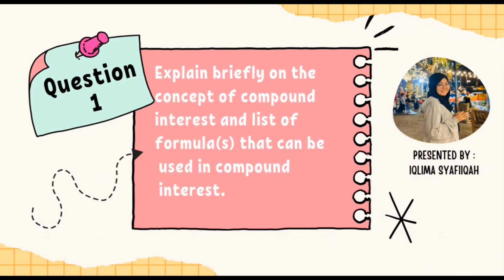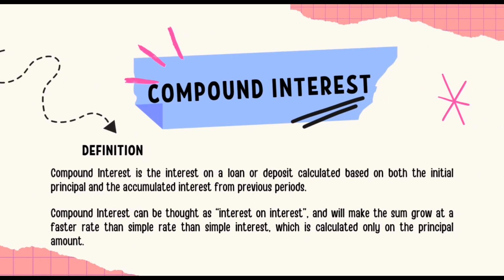For the first question: explain briefly the concept of compound interest and list the formulas that can be used in compound interest. The definition of compound interest is interest on a loan or deposit calculated based on both the initial principal and the accumulated interest from previous periods. Compound interest can be thought of as interest on interest and will make the sum grow at a faster rate than simple interest, which is calculated only on the principal amount.